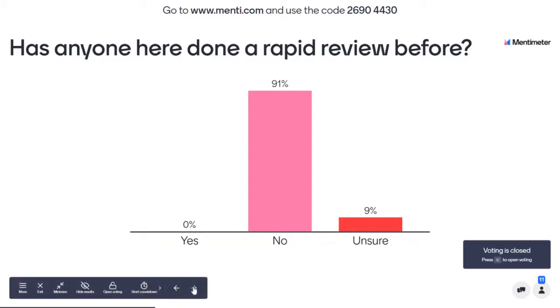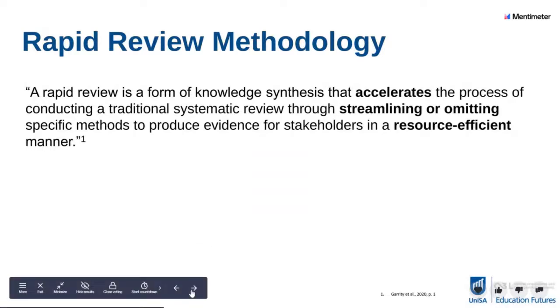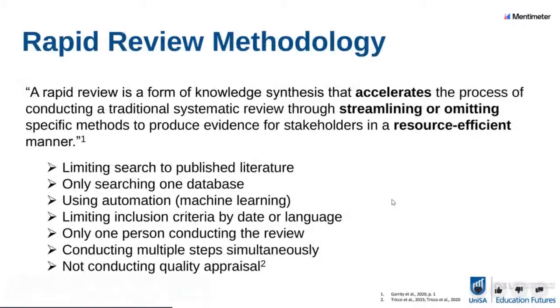All right. So a rapid review, it is a form of knowledge synthesis, but it is a form of knowledge synthesis that accelerates the process of conducting a traditional systematic review through streamlining or omitting specific methods to produce evidence for stakeholders in a resource-efficient manner. So some of the ways that you can do this include the following.